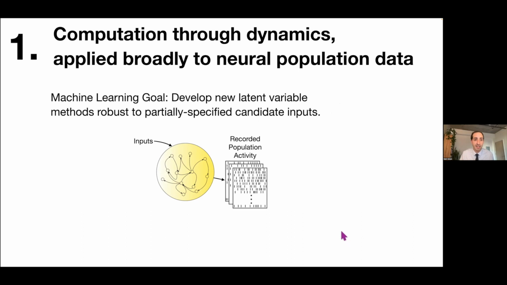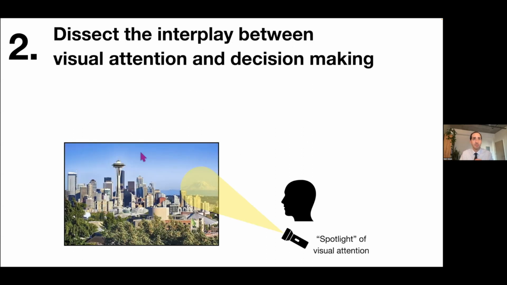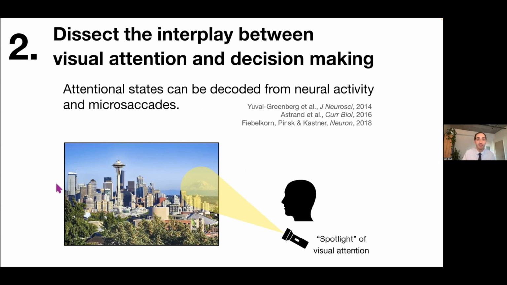And there's also lots of exciting machine learning work to be done here related to how to properly identify the inputs and introduce new latent variable methods that can be robust to hypotheses that we might have that are kind of partially specified, and we want to allow the model and the optimization to improve upon our guess or our hypothesis. And I'm going to skip this one, but I have some interesting ideas about how these models can be updated and augmented to dissect the interplay between visual attention and decision making.